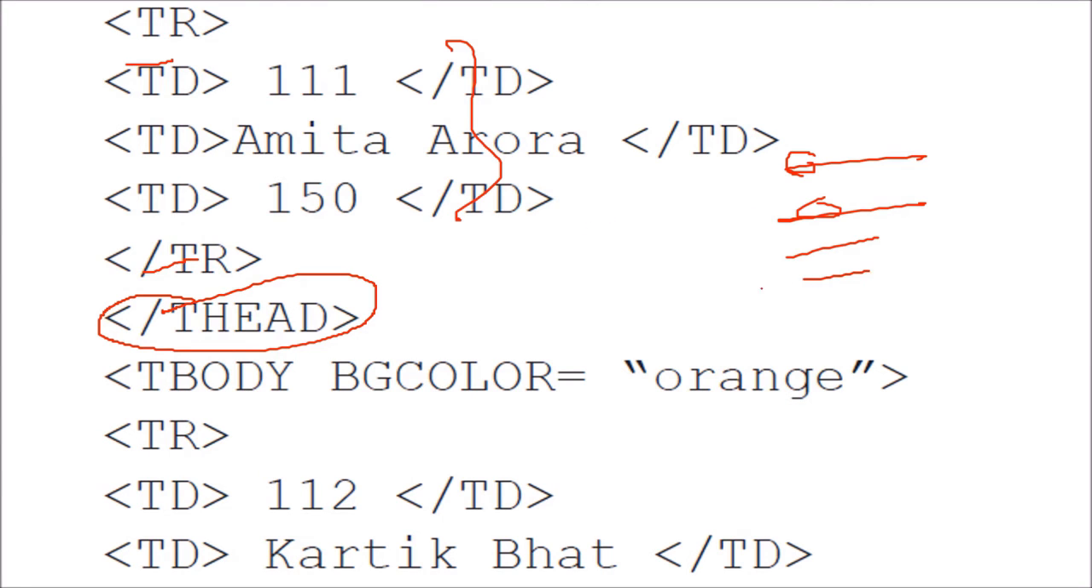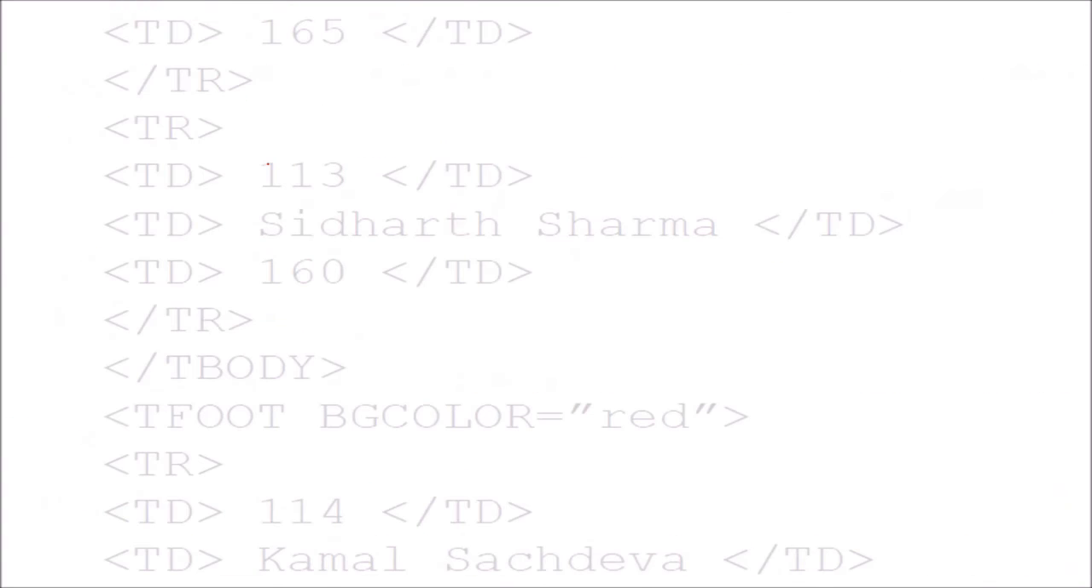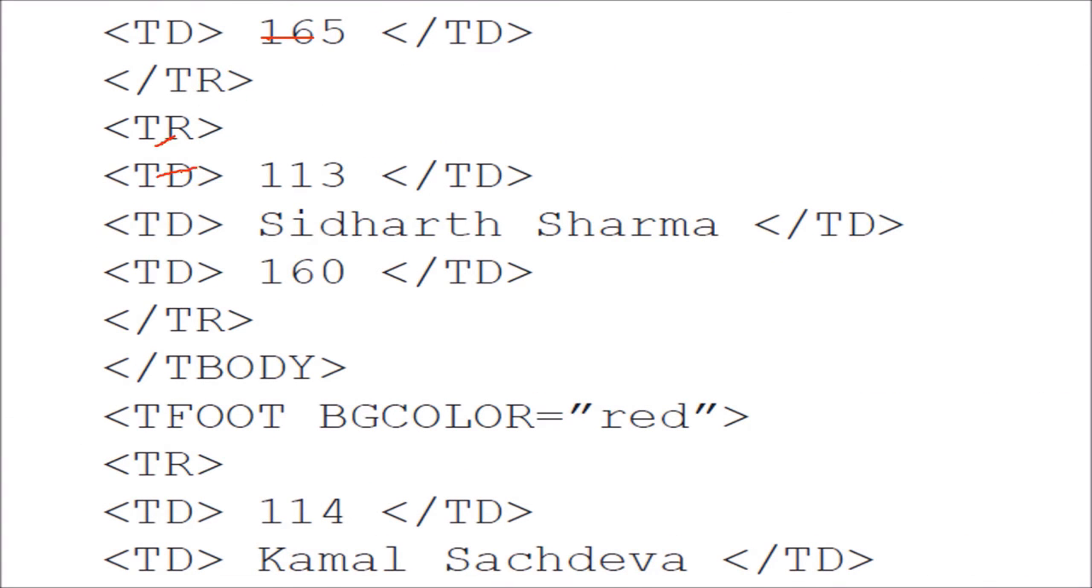Now we are coming to the next two. So T body we start. The background color is orange. So all these two rows will come in orange. We start with TR. Give some data. Give some data also here in the second row. So these two rows will have the color as orange as the background. Now you close the T body.